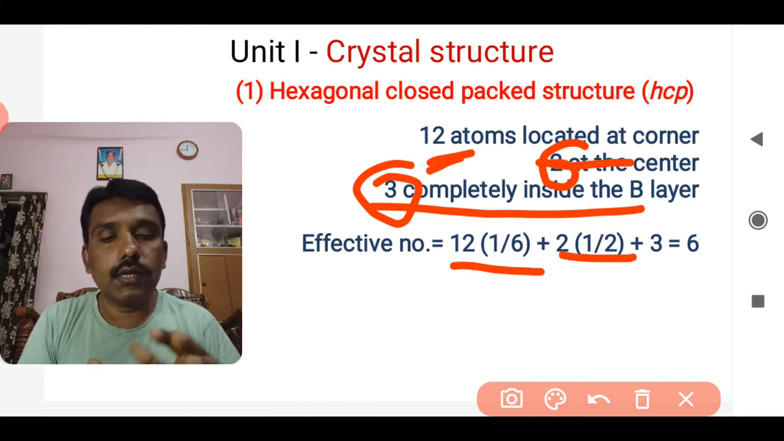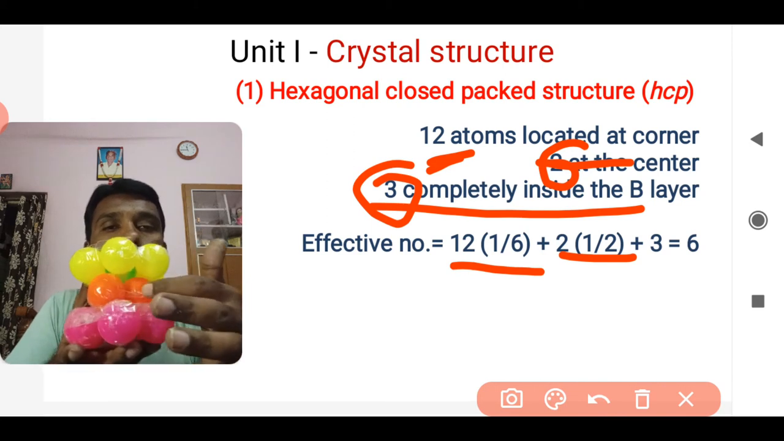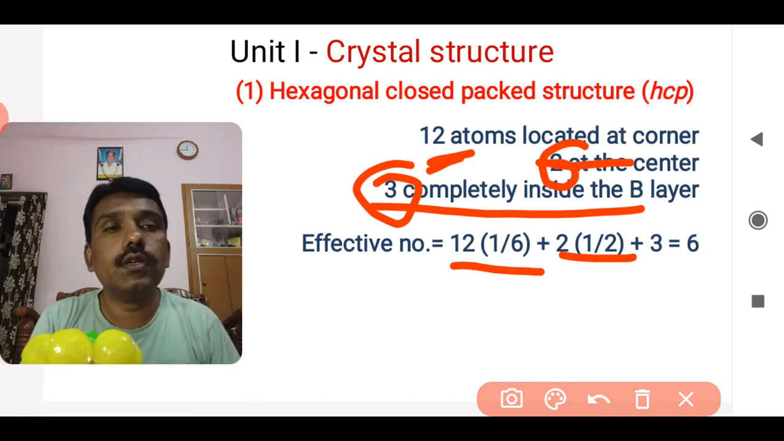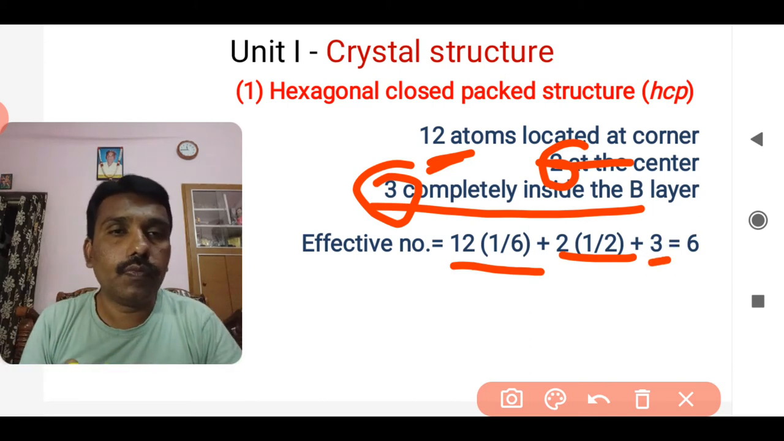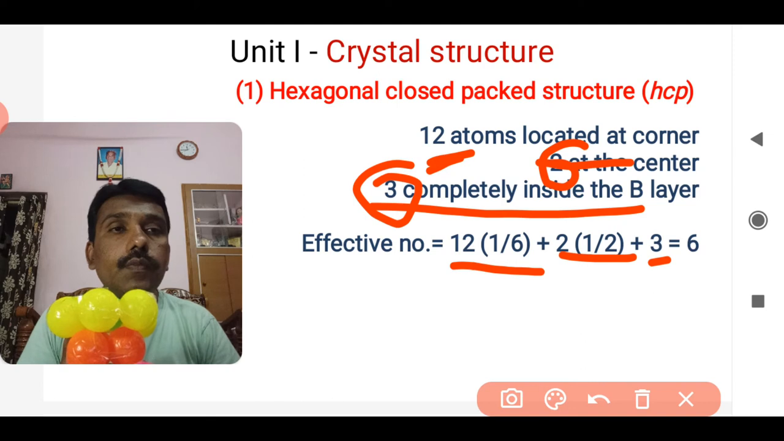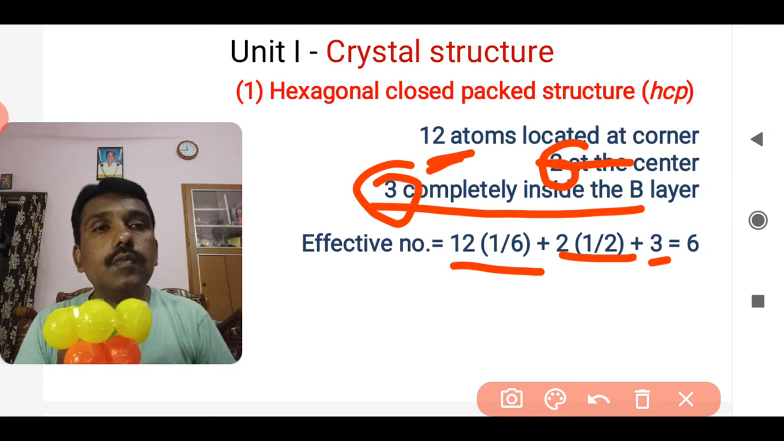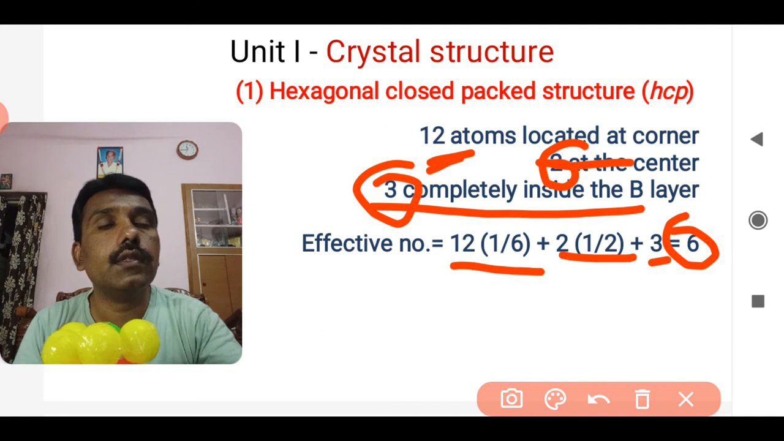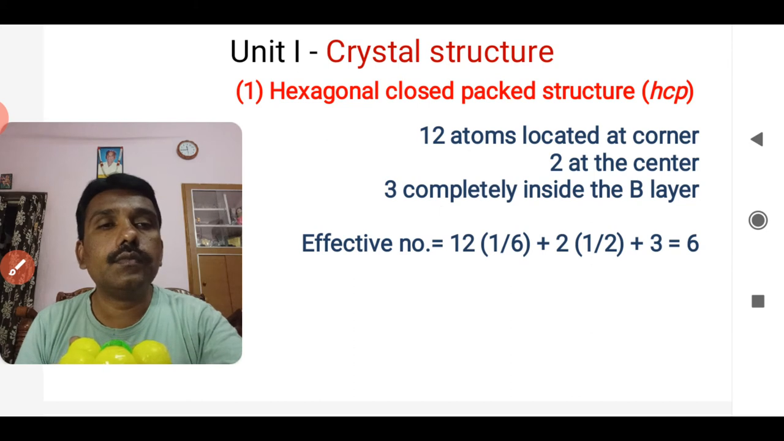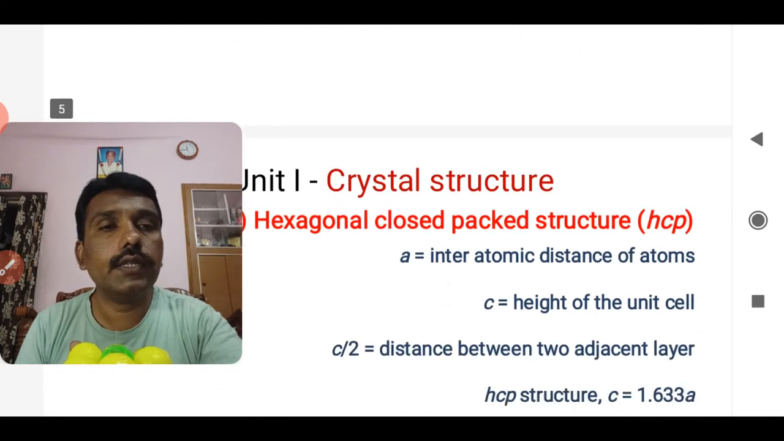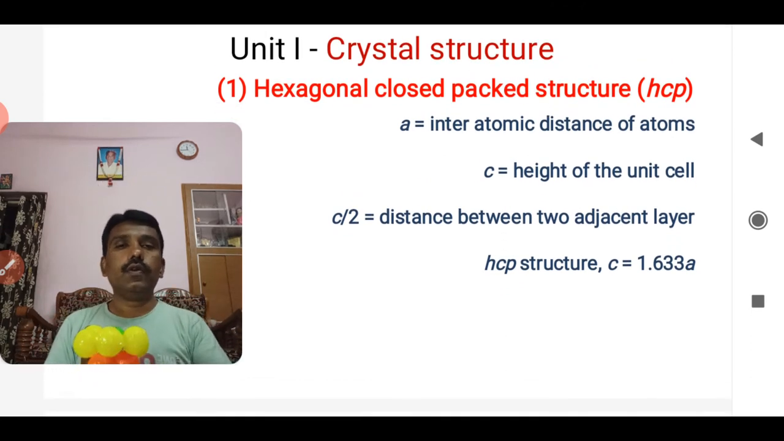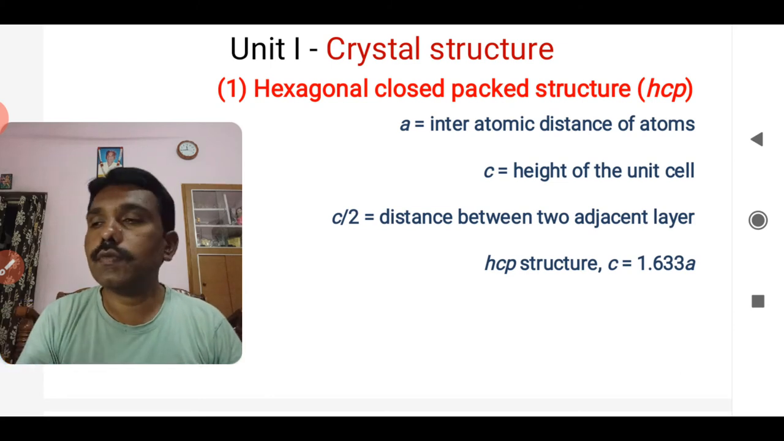As for the three atoms, these are the three atoms completely inside the lattice, and that's why plus 3. So the total effective number for this hexagonal close packed structure, if you calculate, comes to 6. This is how the effective number is calculated, and the effective number for HCP is 6. Now, as I already told you, the interatomic distances, the distances of the atoms.